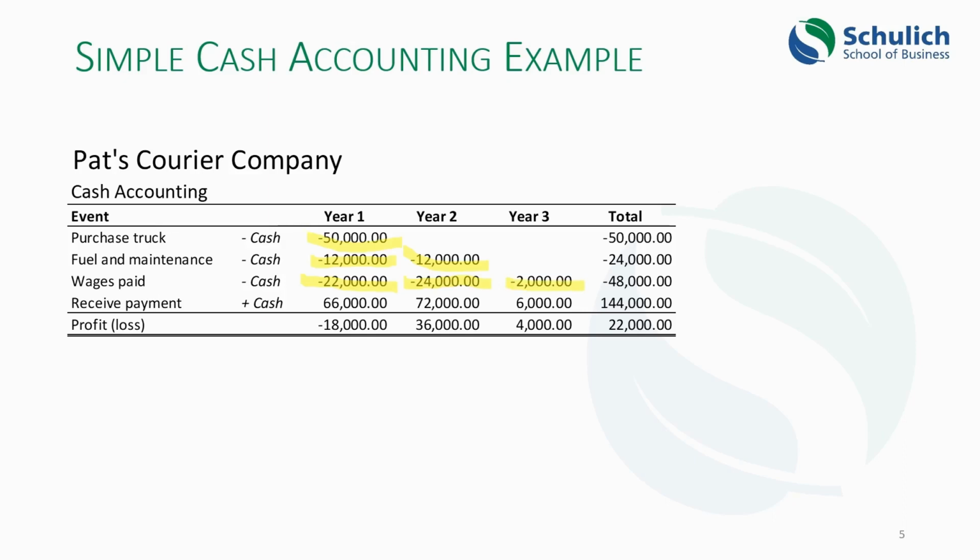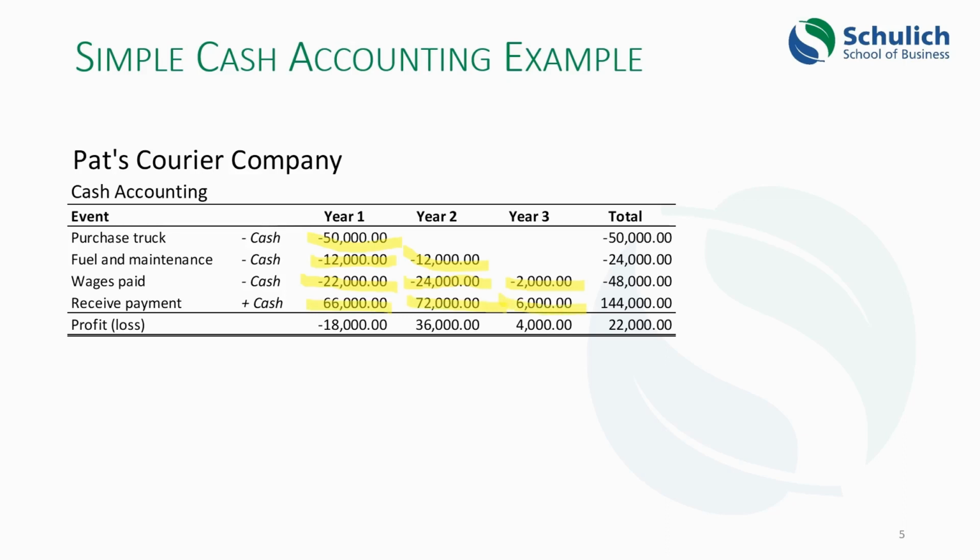In terms of the money coming in from customers, as we said, Pat bills the customers for the work that is done during the first month and then gets paid the following month. So in the second month, there's a $6,000 payment and so forth. So this is similar to the wages, but it's money coming in. 11 times 6,000 is 66,000 the first year. 12 payments come in the second year, and 1 payment is left over for the third year.